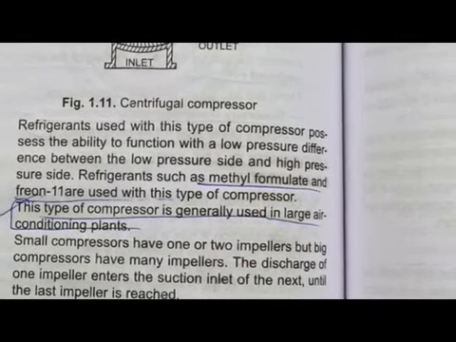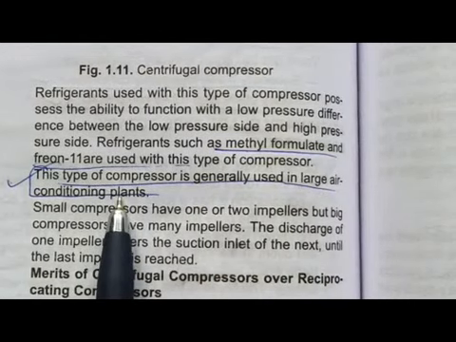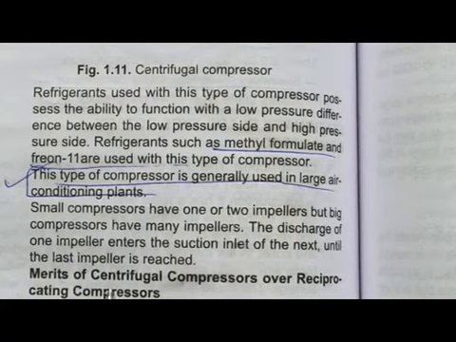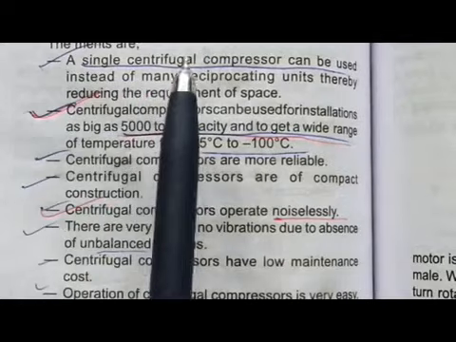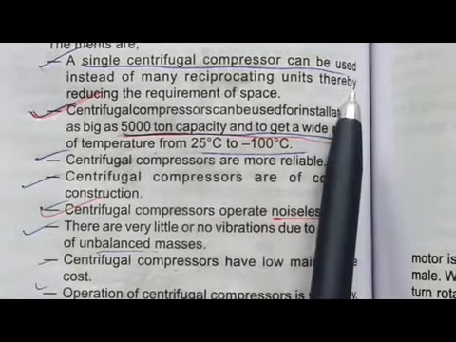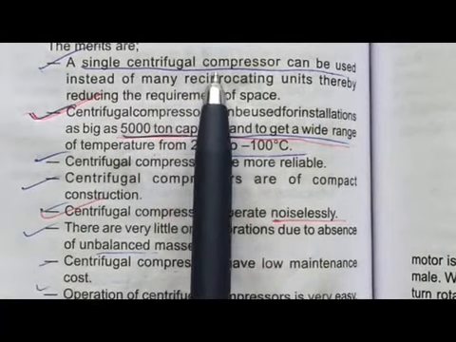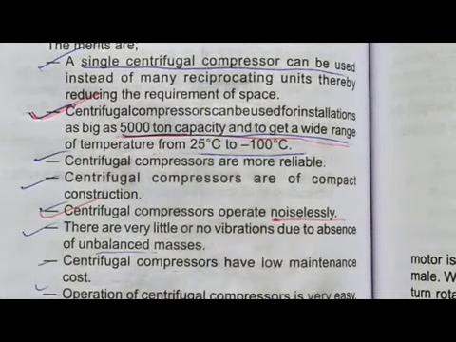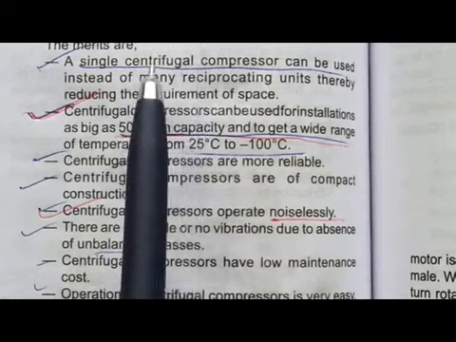Centrifugal compressors are used for large air conditioning plants. Let's see the different merits of the centrifugal compressor over the reciprocating compressor. A single centrifugal compressor can be used instead of many reciprocating units, thereby reducing the space requirement. So it is better than the reciprocating compressor because it reduces the space requirement.